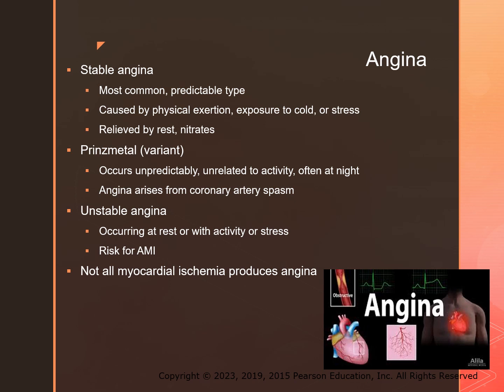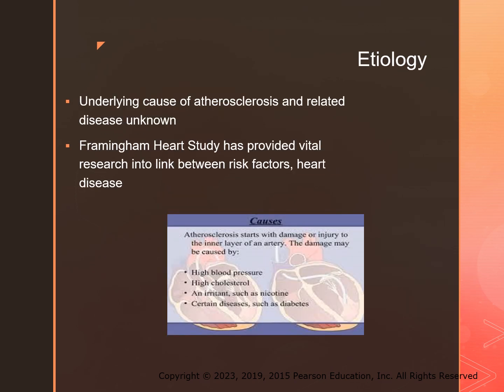Unstable angina is unpredictable, occurring at rest or with activity or stress. So it can occur at any time. Patients with unstable angina are at risk for acute MI, which is a myocardial infarction, a heart attack. So unstable angina, again, can be anytime, okay? So what is the cause?